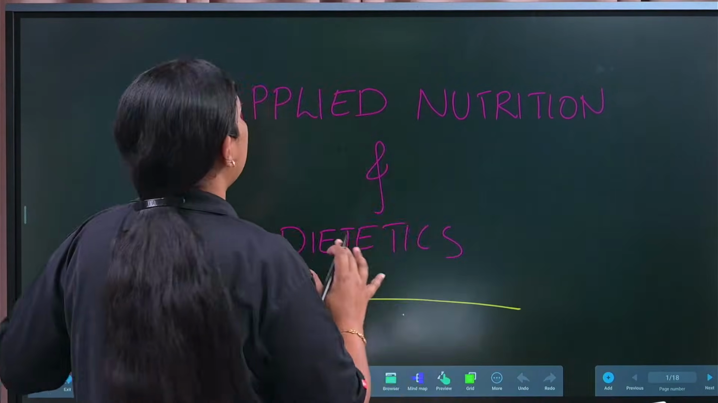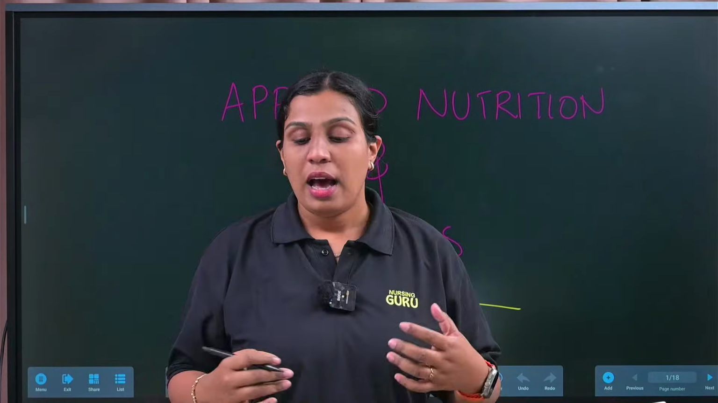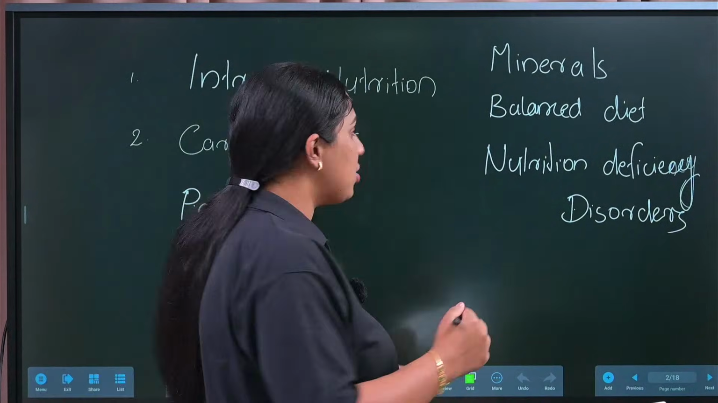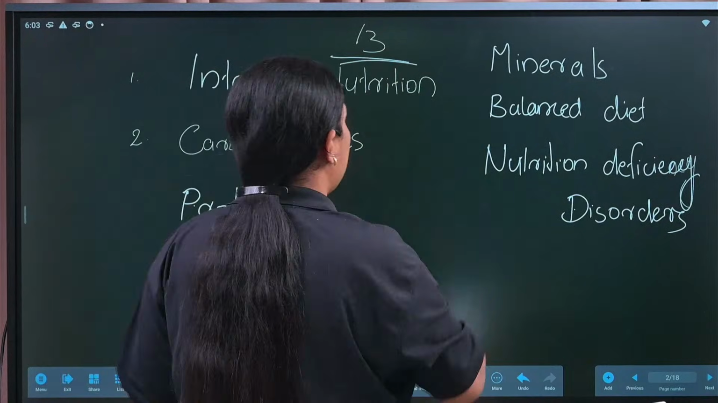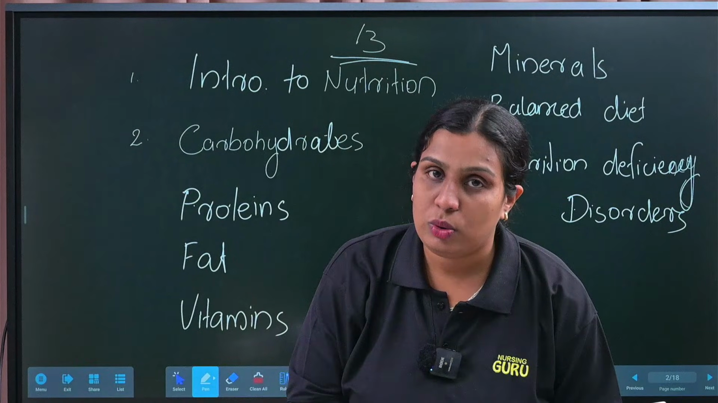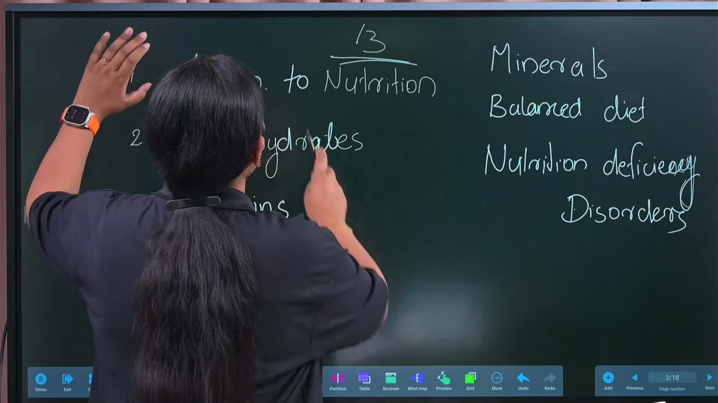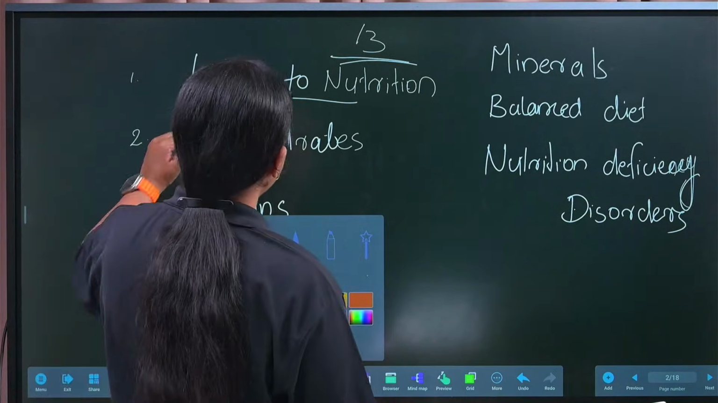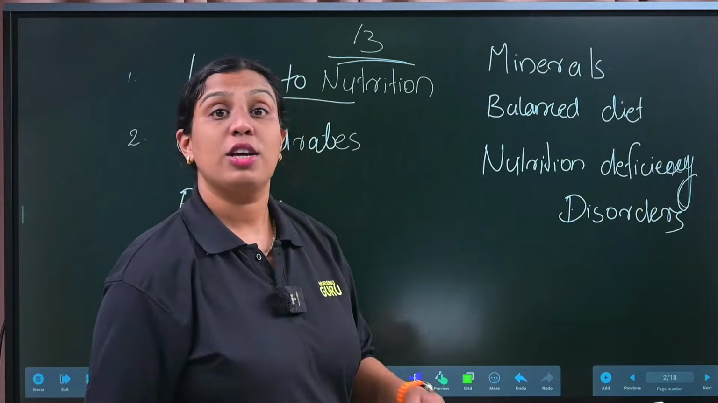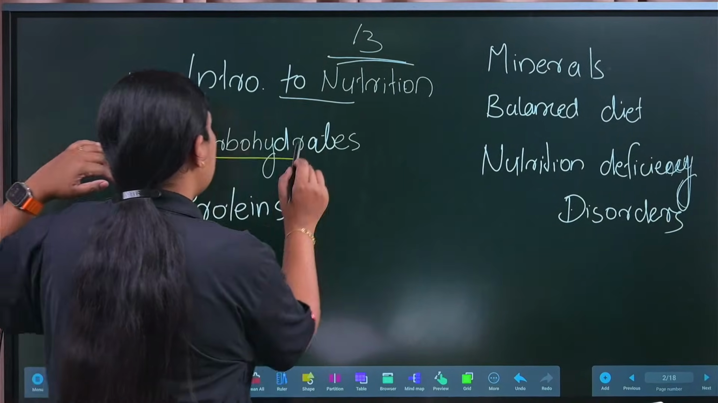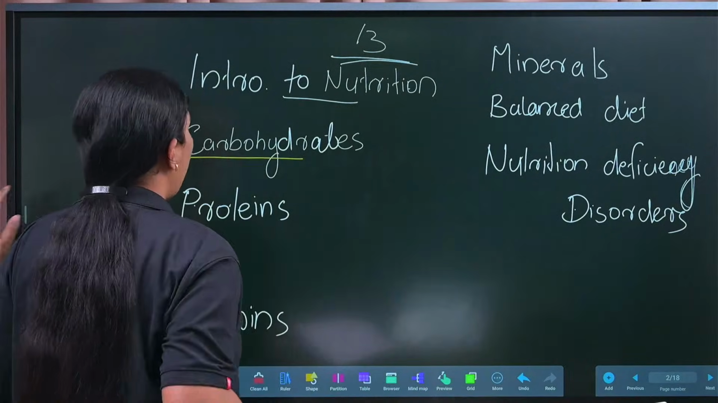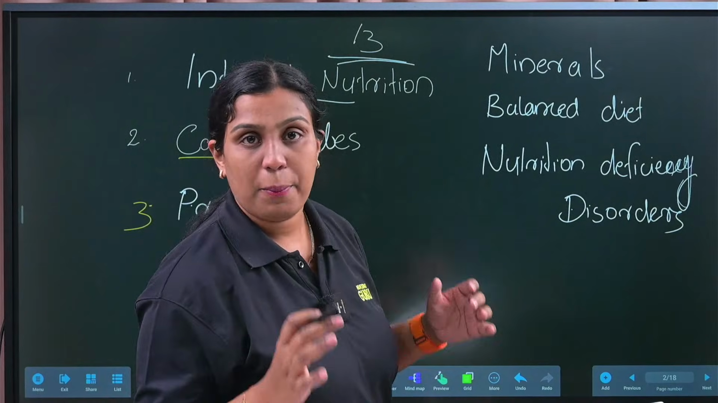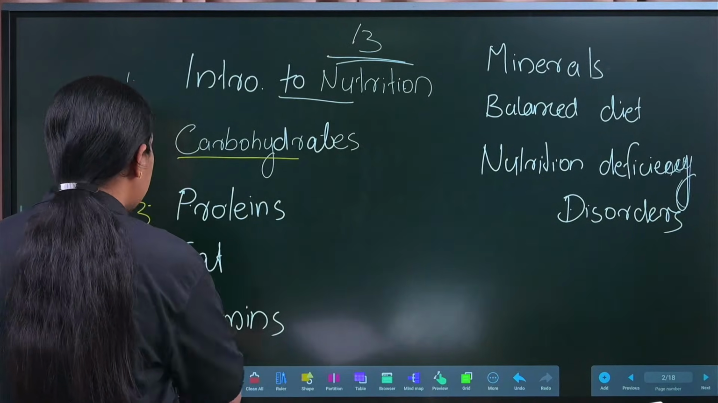Let's start the class. We are discussing applied nutrition and dietetics. How many units do we have? We have a total of 13 units in applied nutrition. The first unit is introduction to nutrition. The second unit is carbohydrate. The third unit is protein, and the fourth unit is fat.